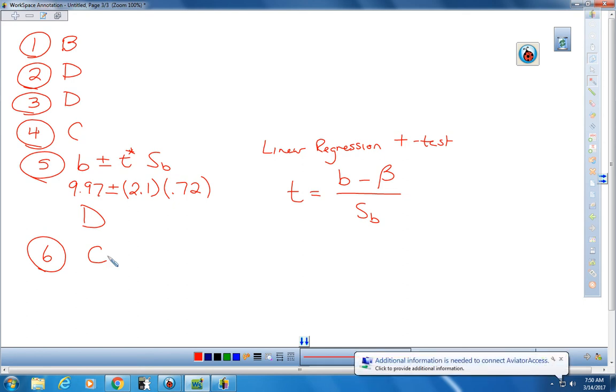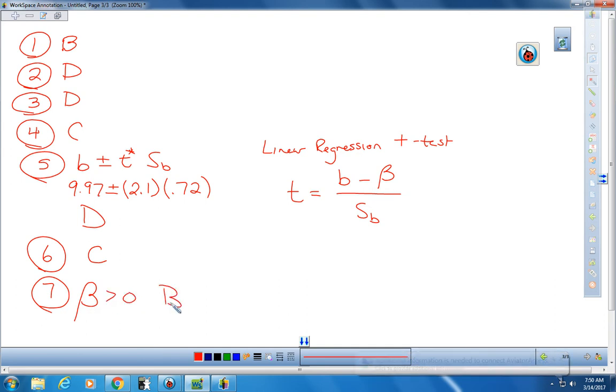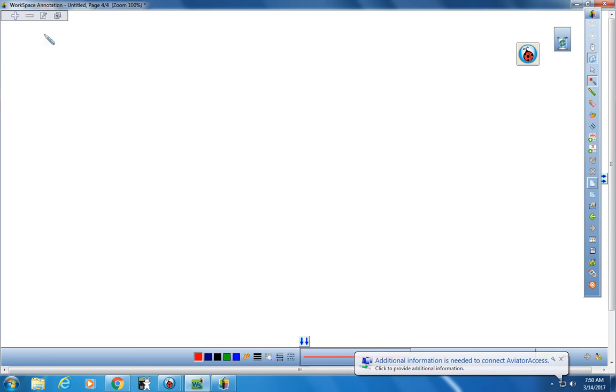If there is a positive linear relationship between two variables x and y, which of the following must be true of beta, the slope of the regression line? If there's a positive linear relationship, then beta should be positive, which I think is B. Okay? That one should have been really easy. All right, number 8.